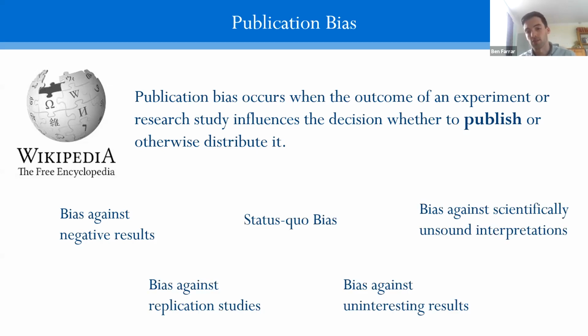You have things like bias against replication studies, status quo bias, bias against maybe uninteresting results, which all might be quite bad. And maybe we have a bias against scientifically unsound interpretations, which might be quite good. So there's lots of different forms that publication bias can come in. But we're really going to focus on this kind of bias against negative results at the moment.